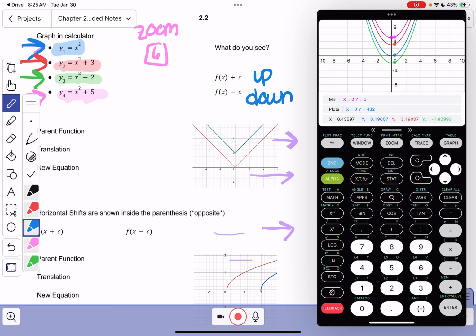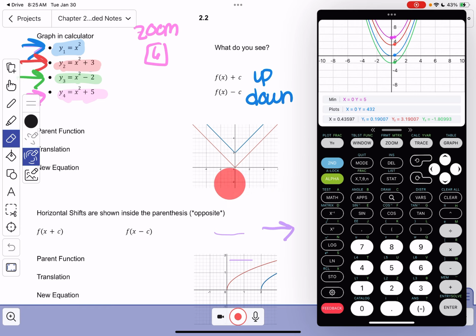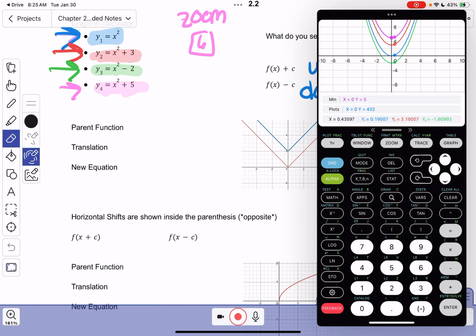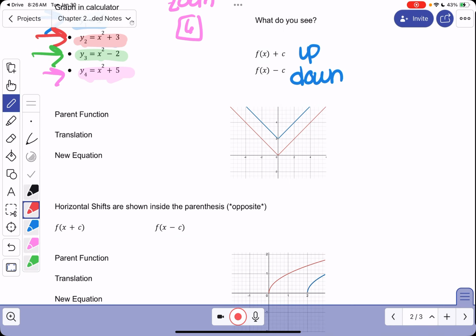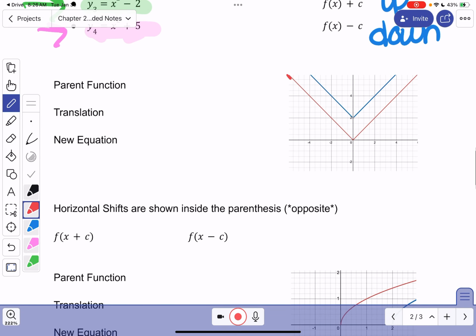So this is away from the x. This is outside of parentheses. If there's parentheses, they move them up and down. So let's look at this. The parent function is going to be the red one. So that's this one right here. The parent function is absolute value of x. That was one of our ones from 2.1.